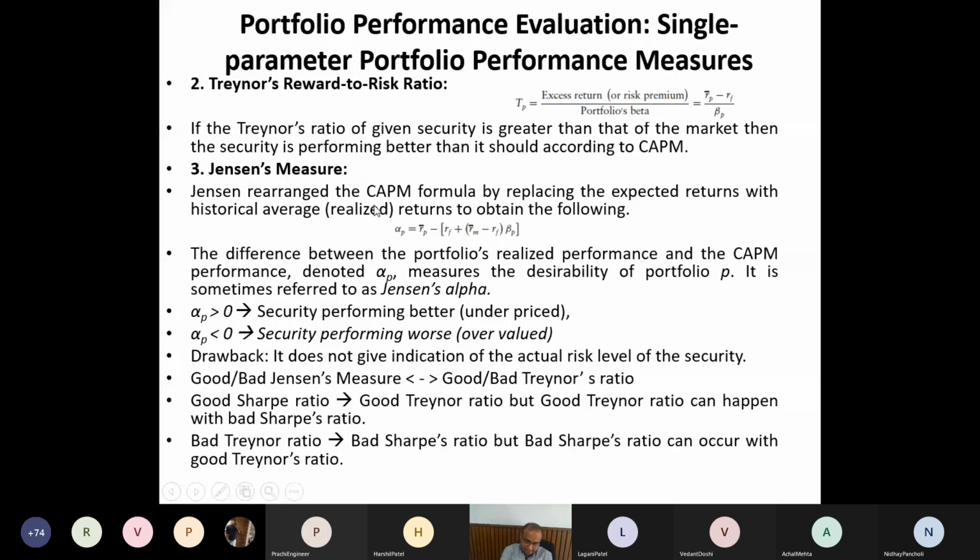Then the third measure is called Jensen's measure, sometimes called Jensen's alpha. Jensen rearranged the CAPM formula by framing his own parameter called alpha p, the Jensen's alpha of the portfolio. It is equal to Rp bar minus this CAPM equation: Rf plus (Rm bar minus Rf) times beta p. So again, it considers the beta of the portfolio, and it also considers the return of the market.